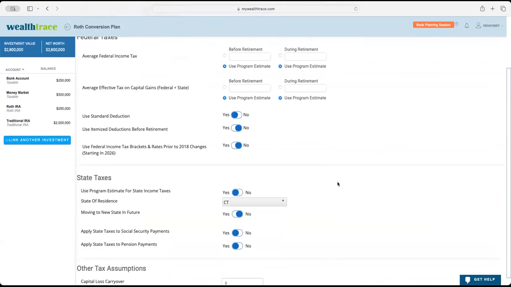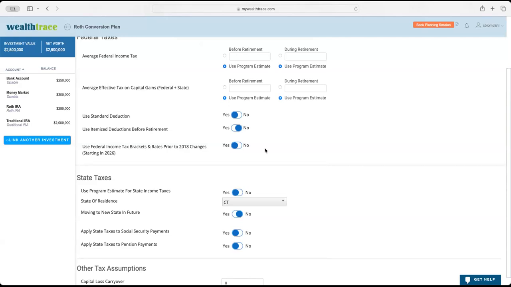Now that we are in the taxes setting, we're going to change the setting here that says use federal income tax brackets and rates prior to 2018 changes. And just to provide some context here, this setting refers to the Tax Cuts and Jobs Act, which is difficult to say quickly, that went into effect in 2018. And in short, this law reduced the rate of some of the individual income tax brackets, among many other changes.